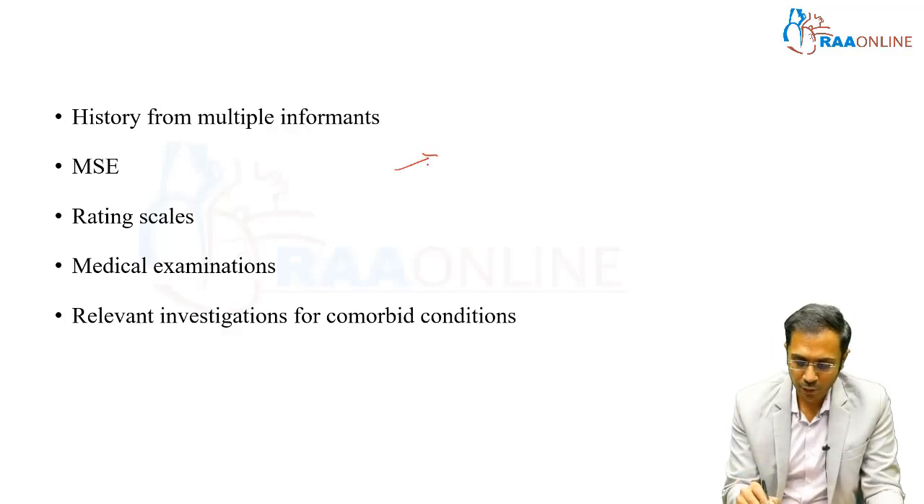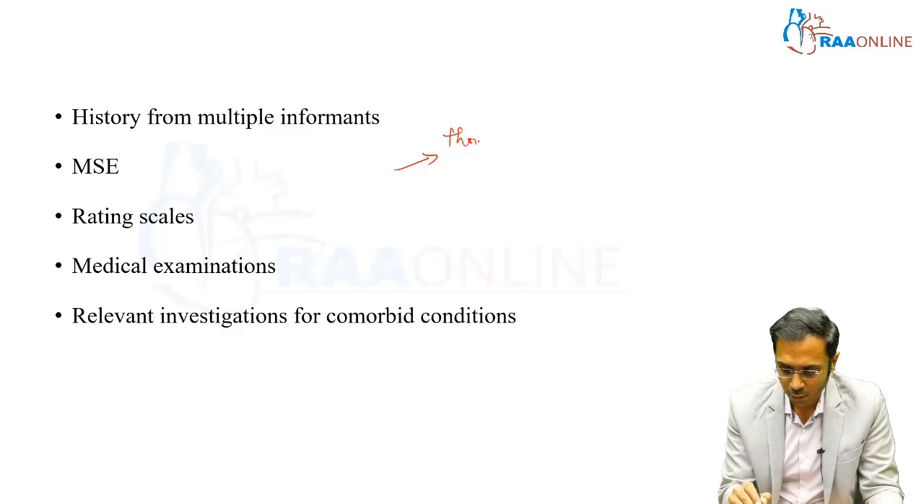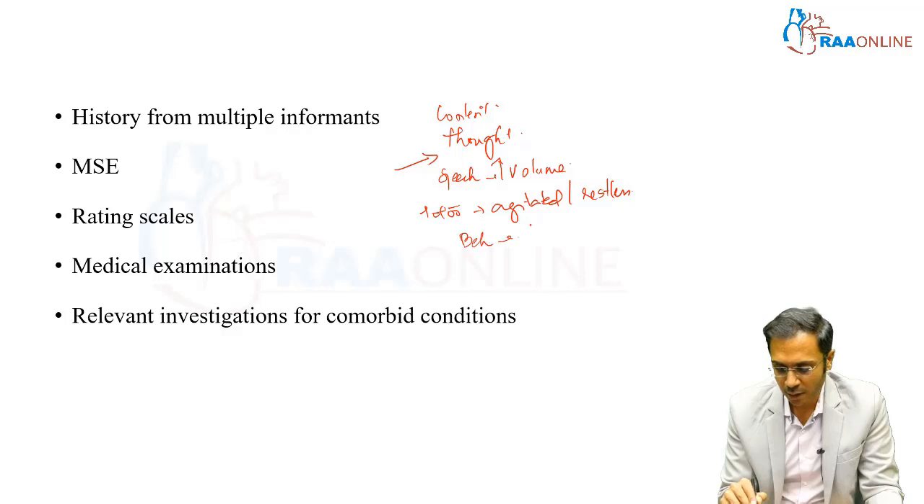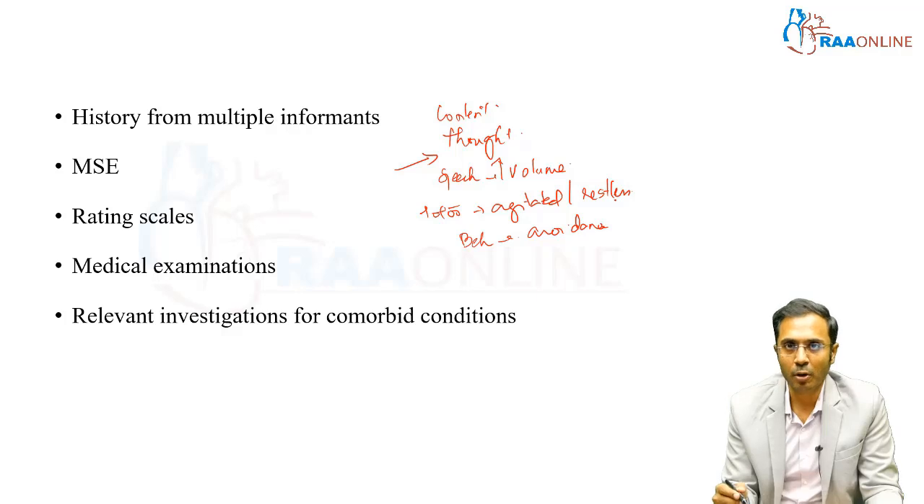In anxiety, thought will have lots of worries in the content of thought, and speech will be excess in volume because they will be narrating their experiences related to anxiety. Motor, usually they will be agitated, restless. And there will be lots of avoidance. In their behavior, they will describe lots of avoidance. And their higher mental functions will be normal.